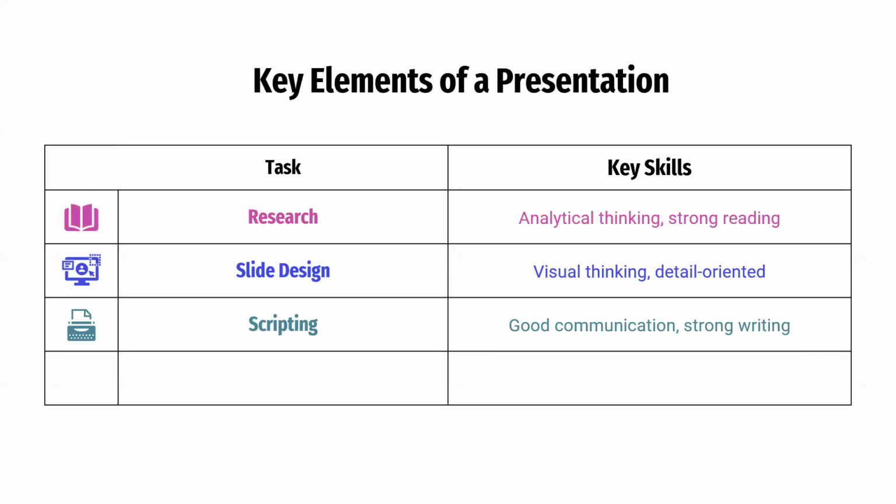Moving on to scripting. Whether you're writing out a full script or just bullet points, good communication skills are essential. This is where your ideas take shape, and you'll need to organize your thoughts clearly so your message comes across effectively. And last but not least, audience engagement. Speaking confidently, telling a compelling story, and keeping your audience involved throughout the presentation will help you maintain a connection with that audience.